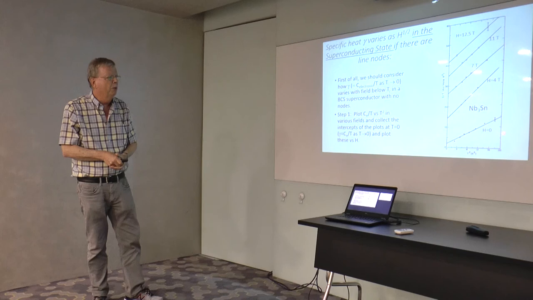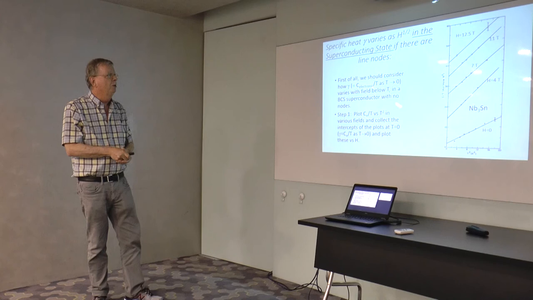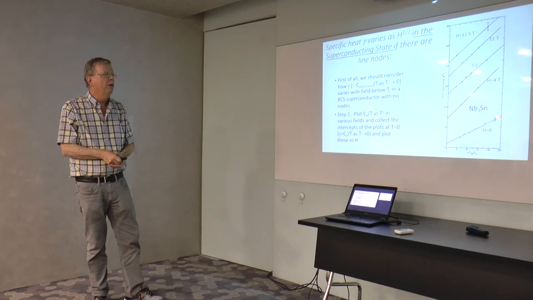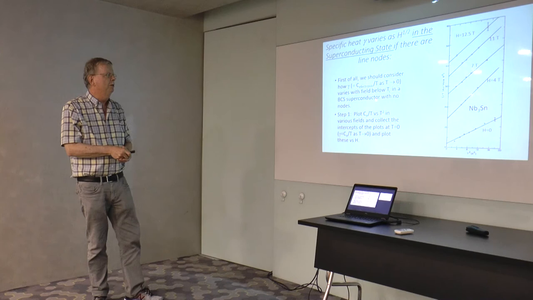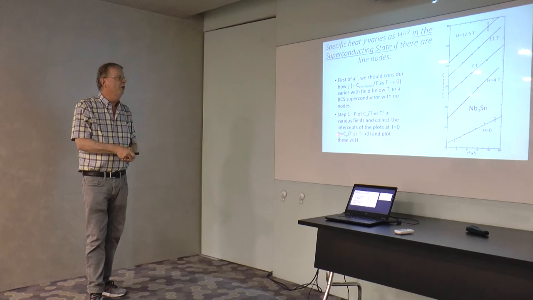If you look in the superconducting state at this term as a function of field, so I look at the specific heat as a function of field in this field, in this field, in this field, and I take the intercept at T equals zero, that is my gamma as a function of field, okay? So my gamma, my electronic term divided by temperature, as a function of field, this is what I get.